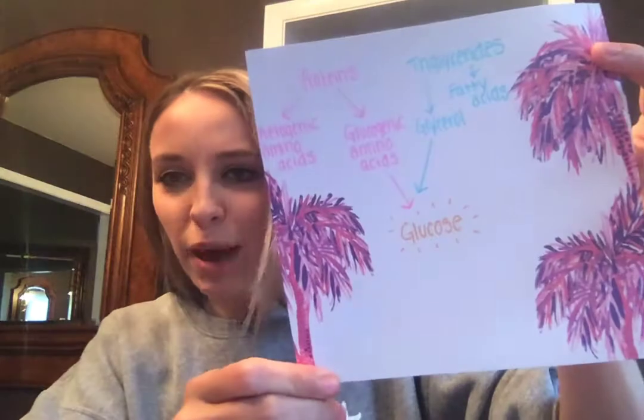For gluconeogenesis, I did draw a little diagram here, but I think it's backwards, at least to you guys. So for proteins, they can either become the ketogenic amino acids, which can't be used, or they can become the glucogenic amino acids, which can be derived to make that glucose. Or the second mechanism is to use triglycerides, which can either make fatty acids or they can make glycerol, which can be used to make glucose. So those are the two mechanisms.